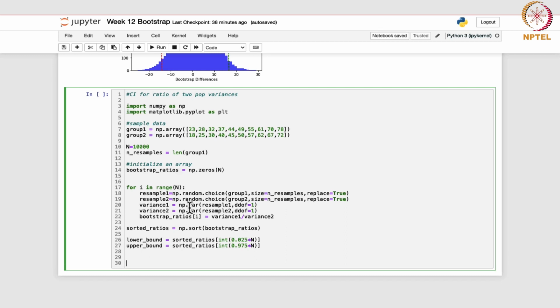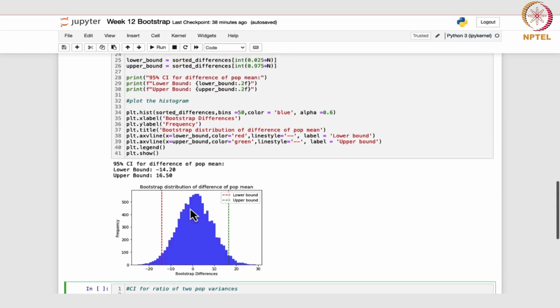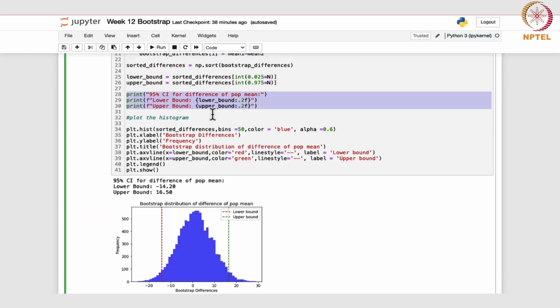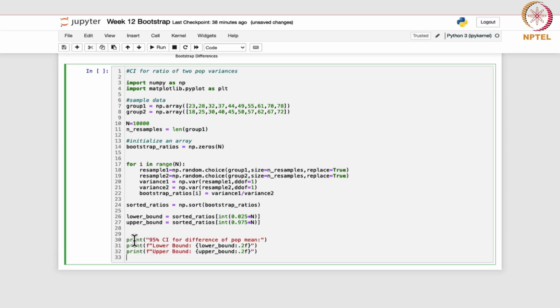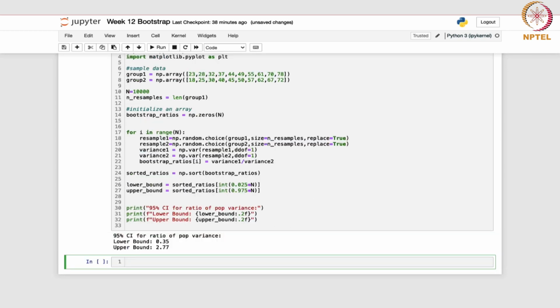We can now print and write the code for the histogram. That basically is the same, so we can just reuse it from here. So here it would be for the ratio of population variance. You can find that the lower bound is 0.35. That is S1 square over S2 square. So for the ratio of two population variances, it means that we are 95% confident that sigma 1 square over sigma 2 square would fall between these two endpoints.